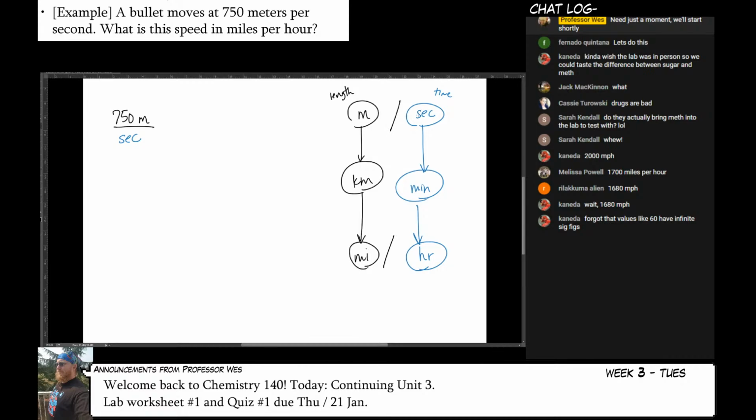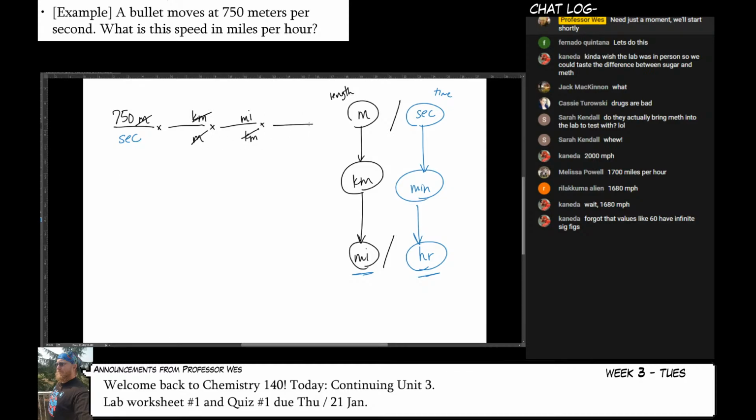When we do our dimensional analysis, we need to cancel out the units that we don't want to get the units that we do want. So I need to end with miles per hour. However I get there by canceling units doesn't matter. So I'm going to turn meters here to kilometers and cancel these out. And then I'm going to turn kilometers into miles here. Cancel those out.